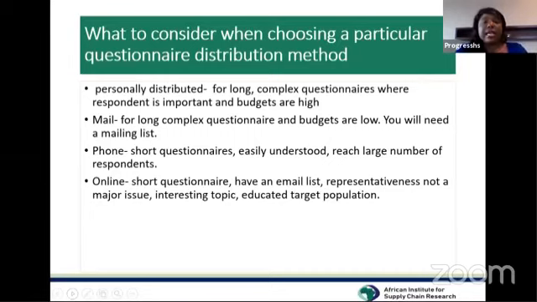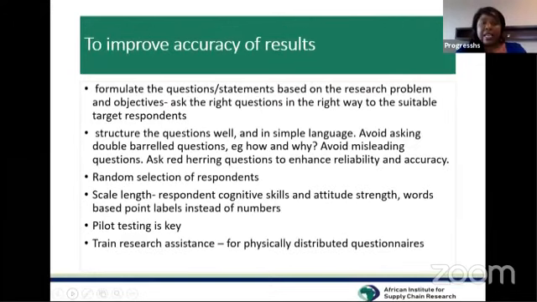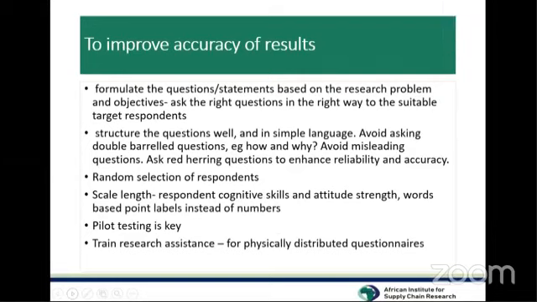And if your questionnaires are short enough and you do have an emailing list, and one of your reasons for conducting the study, and also choosing the research design and approach, is not that you want to generalize the findings to the broader population, such that representativeness would not be an issue, so you would go along with a fraction of those respondents, and your topic is interesting enough, and your targeted population have high cognitive skills and strong attitude strength, then you can go for online surveys.